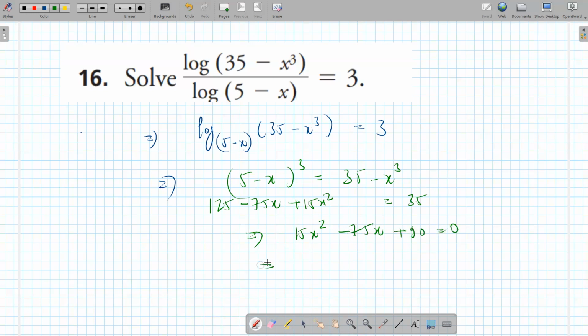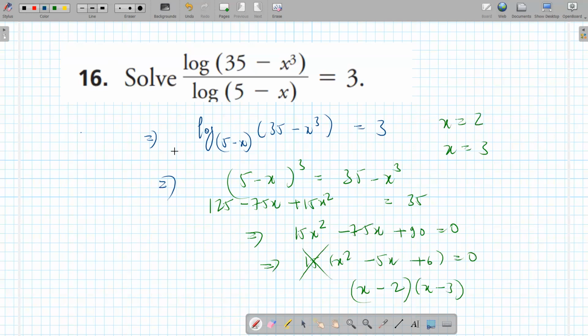If you can pull something out, always pull something out. Here we can pull out a 15. It becomes x squared minus 5x plus 6 equals 0. Divide both sides by 15. 15 is gone. Two numbers that multiply to 6 and add up to negative 5 are negative 2 and negative 3. So therefore, your answer is 2 and it's 3.